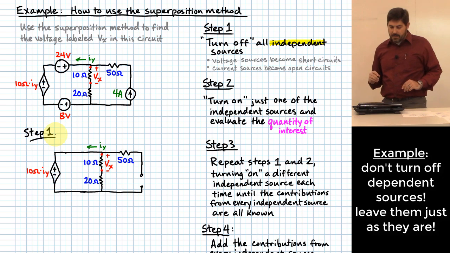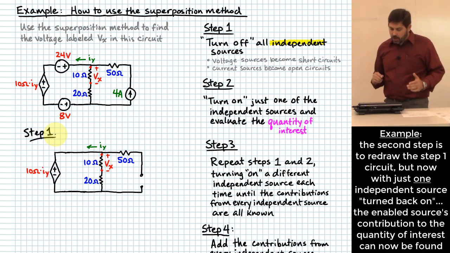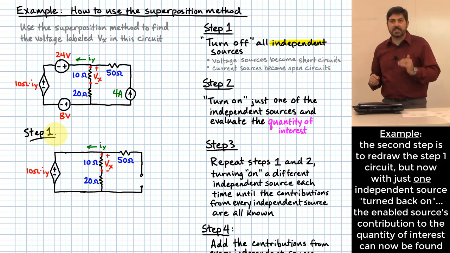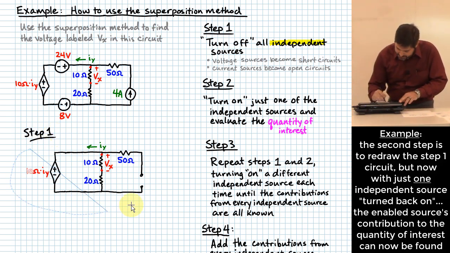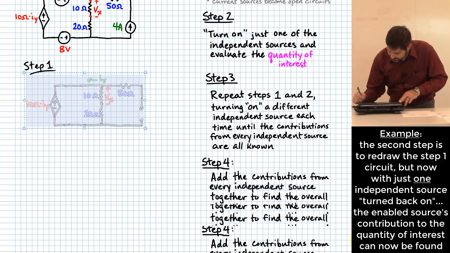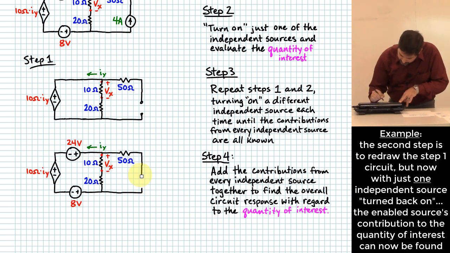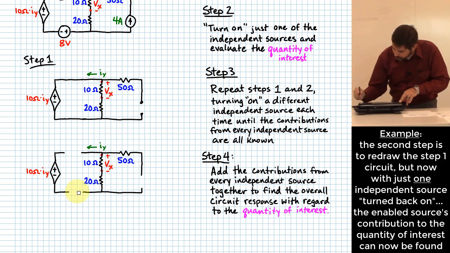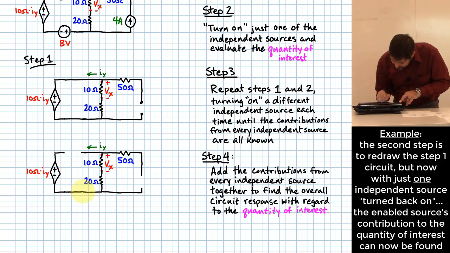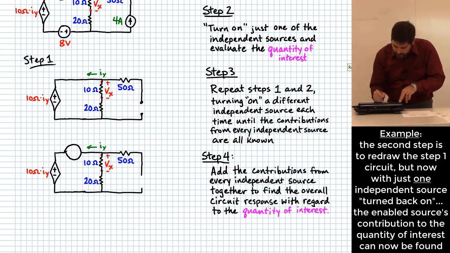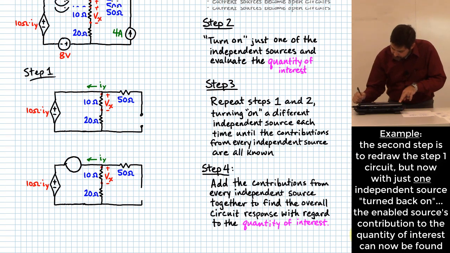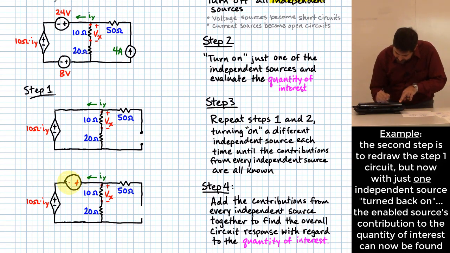All right? Step two says, turn on just one of the independent sources and evaluate the quantity of interest. Okay, so I'm going to take this circuit and copy it again. And I can pick which one I want to do. Which one of these sources do you want to deal with first? Okay, we can start with the 24 volt, that's fine. So what we'll do is we'll basically go back in and show it there again, right? So that 24 volt source in the original circuit was oriented like this.